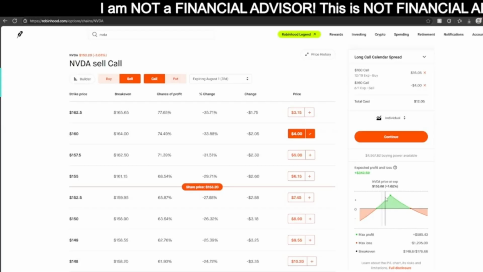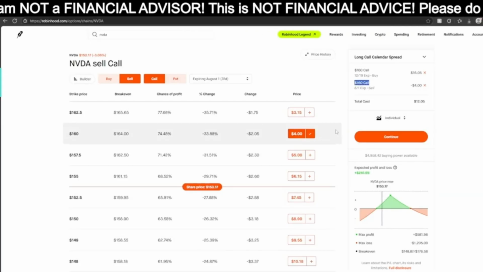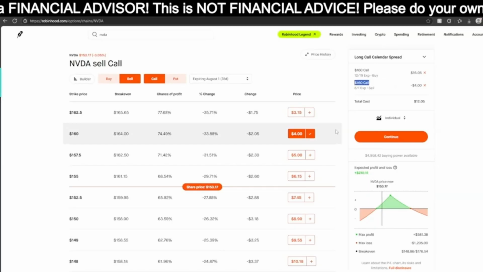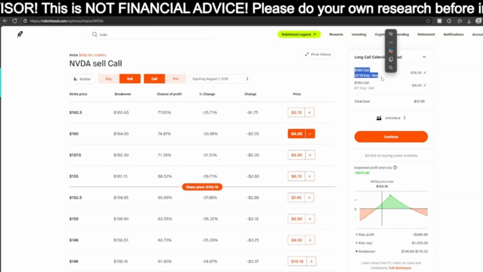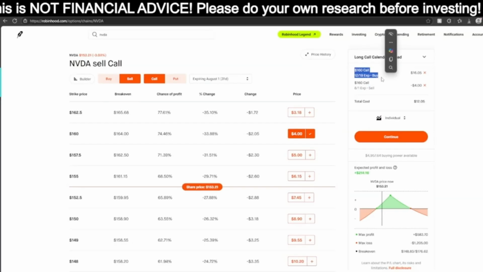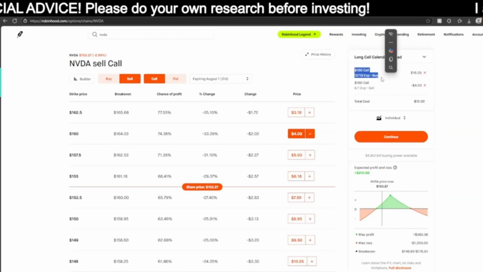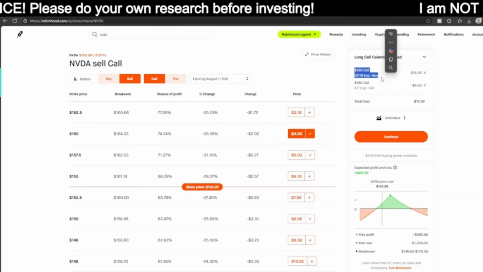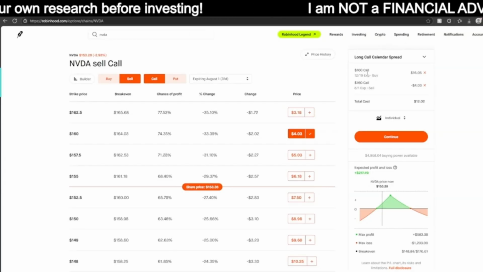So if it goes to 159 and it doesn't expire in the money, this expires worthless. You can then push out one for September, October, and do it again, because this option still has time because it is for December. So that's a long call calendar spread, and you can keep selling options over and over and over again to hopefully offset your bought call option for a longer date.